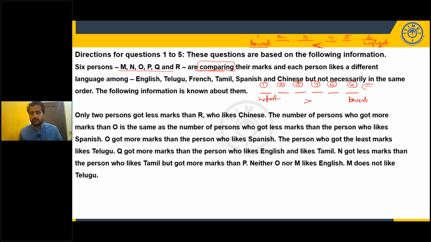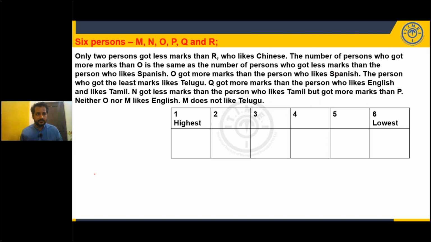So all my clues I have to convert into this less than format, and here all my clues I should convert into the greater than format. Clear? Now the given clues I am going to copy to the next slide. There we'll discuss how this question will be solved. Now, this is our basic structure, and here I have taken the order highest to lowest. Whoever I am going to place here will be the one who scored highest marks, second highest, third highest, fourth, fifth and sixth highest marks, which is nothing but lowest marks. Now what is the first clue given? Only two persons got less marks than R.